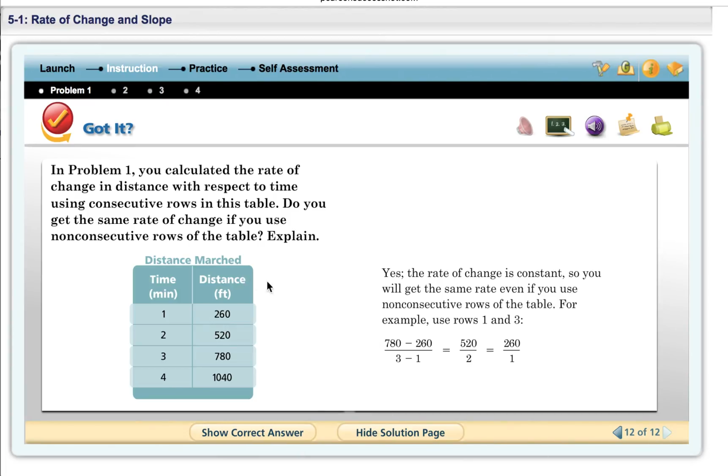Because if you go up from, they're showing you from 260 to 780, right? The distance is 520. But because you went from row 1 to row 3, or from time 1 to time 3, you went up 2 in this case. So when you divide that 520 by 2, you get 260. And if you jump 2 here, you'd have to jump 2 on these. So if you were comparing values based upon that, you'd have to be skipping by the same amount each time.